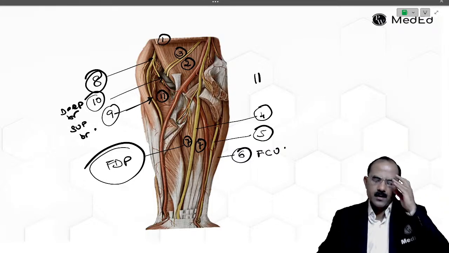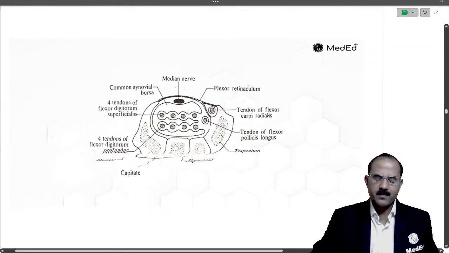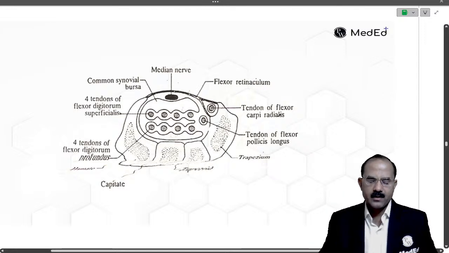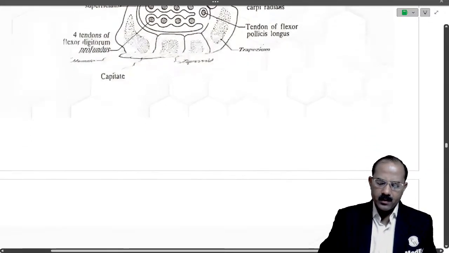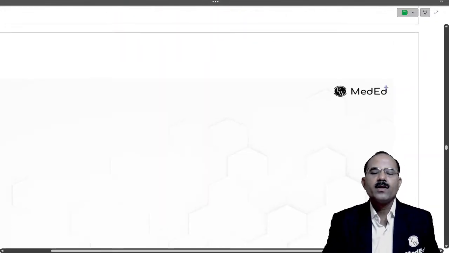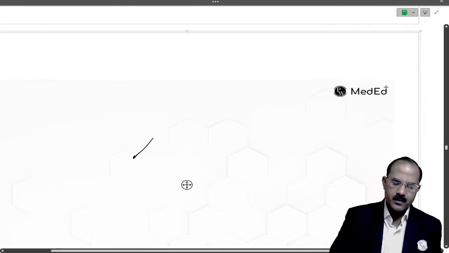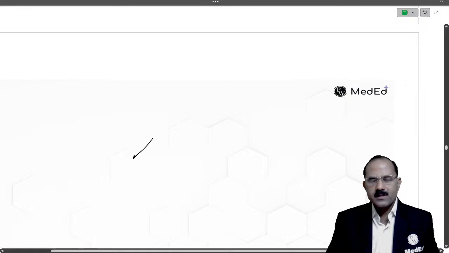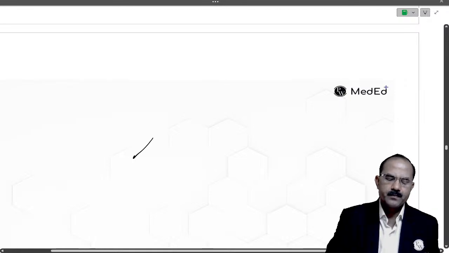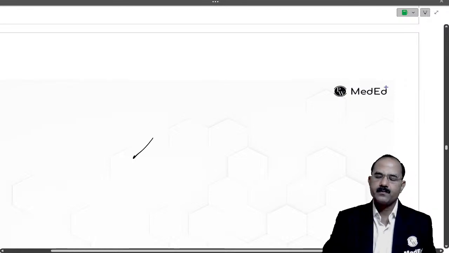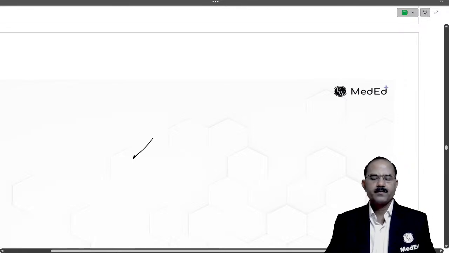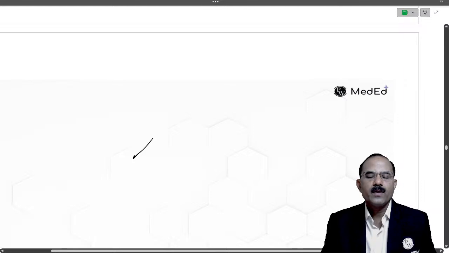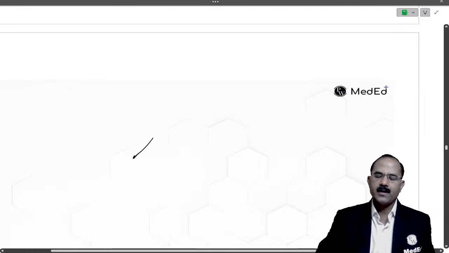Okay, we'll proceed. Now tell me, what is this? This is the carpal tunnel. Please tell me, what are the bones which take part in its formation? These are the carpal bones. I'll just make the carpal bones for you, numbered 1 to 10. One moment, I'll tell you.